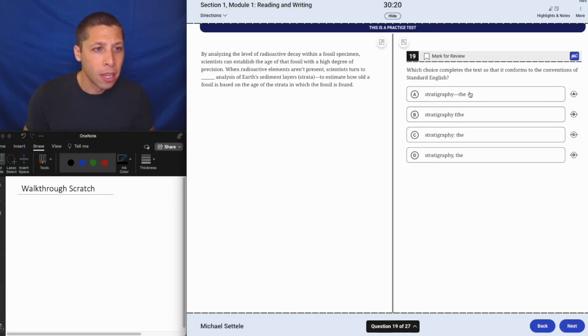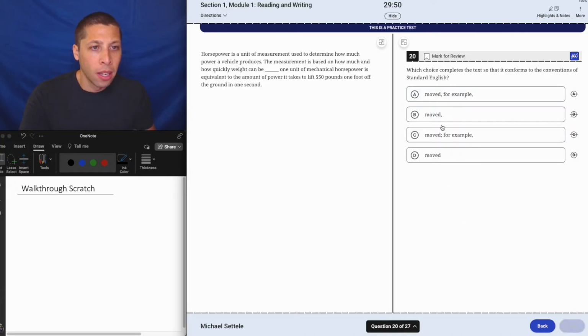So there we go. All right, punctuation here. This is the one to check. We've got a colon, but a colon and a dash are often the same. Let's see. By analyzing the level of radioactive decay within a fossil specimen, scientists can establish the age of that fossil with a high degree of precision. When radioactive elements aren't present, scientists turn to stratigraphy, whatever that is, the analysis of Earth's sediment layer. So it's a double dash to insert an interruption to estimate how old the fossil is. Yes, it's not a parenthesis, it's not a colon, it's not a comma.